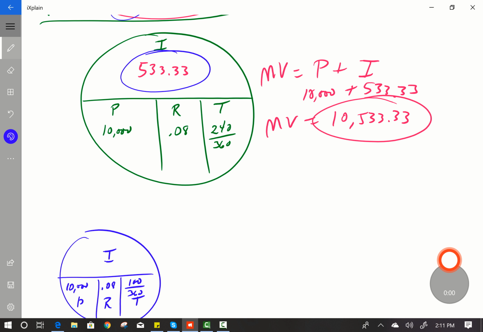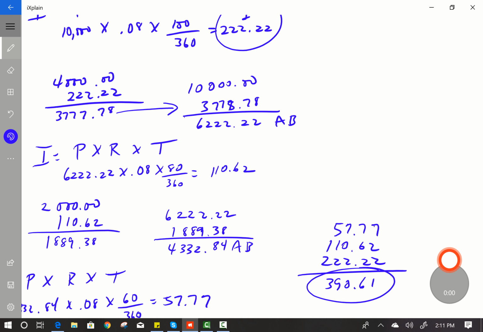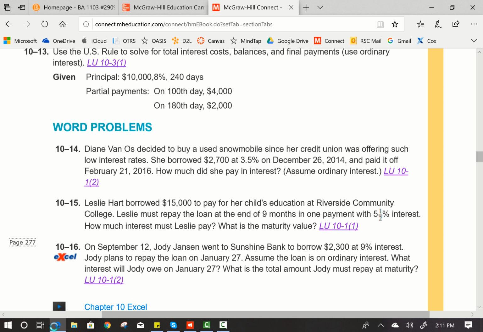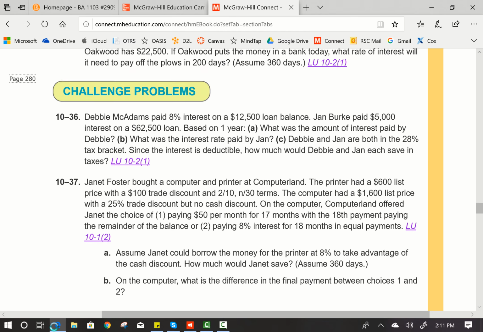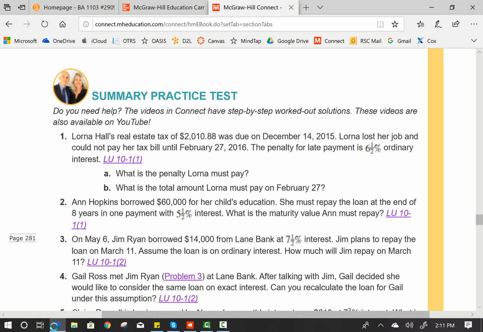Let's go ahead and take a look at the summary practice test at the end of the chapter, chapter 10. Scroll down and get a clean slate here. Okay, we're going to start from scratch right here, and here's the summary practice test.